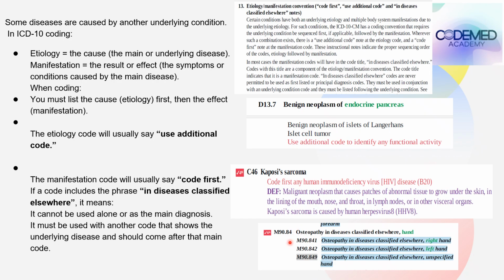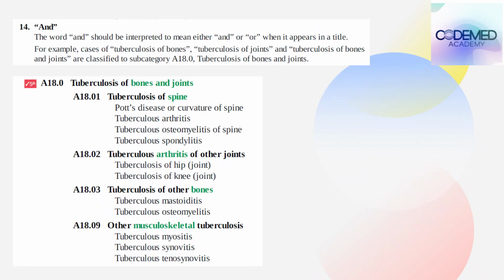Okay, again, the indices classified elsewhere. What is this? This is the manifestation code. In disease classified elsewhere means we will have to code that disease first and followed by this code. So these two are the manifestation code while this becomes the etiology code. So I hope you have understood this.